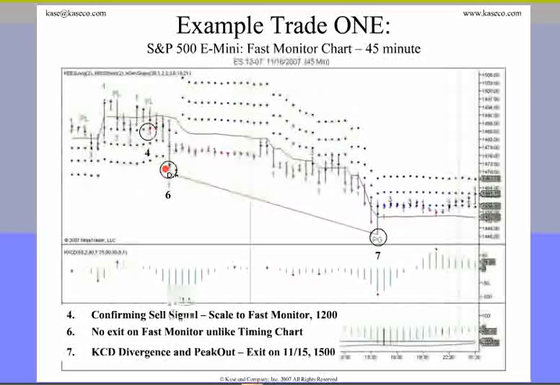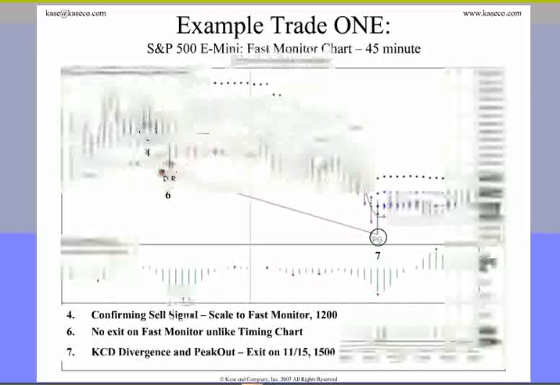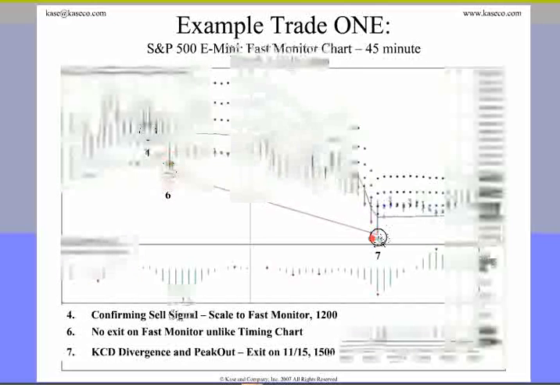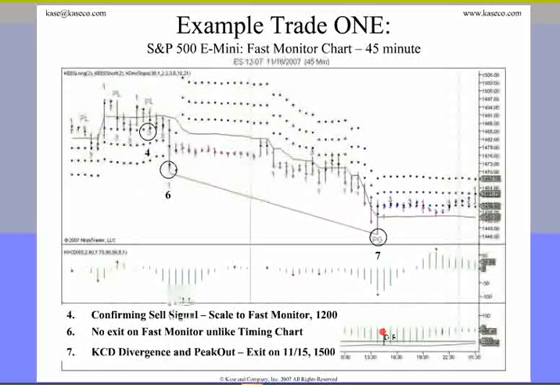The market then begins to fall again. For 6, that's where we would have taken our exit on the fast monitor on the 15-minute chart. In this case, we don't see any signals, so we would have been able to stay in the trade all the way until point 7, a KCD divergence, falling price with rising momentum, as well as a peak out global.